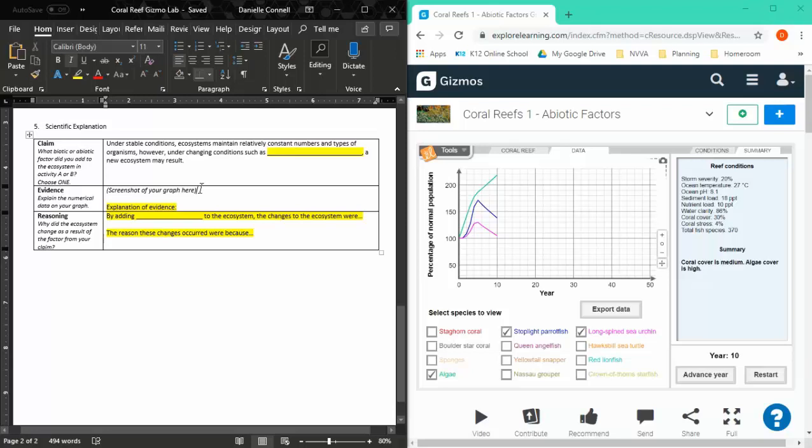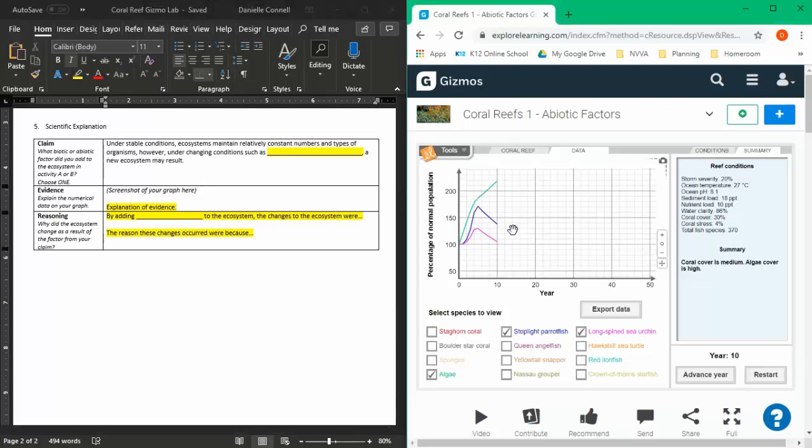Put a screenshot of your graph. Okay, if I'm going to be talking about my second factor, which was sewage at 50%, I could screenshot this graph, but I'd want to make sure all of my populations were selected. Okay, if I wanted to talk about the red lionfish, I'd have to go all the way back up to the first one, and I would need to reset all the conditions to get my graph back. Then you need to explain it. Use your numbers in the graph on the data. What is happening because you added that factor?